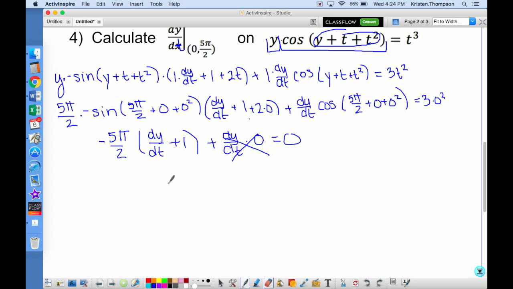To continue to solve for dy/dt, since that's what I'm after, the derivative value at this specific point, I'm going to multiply by 2 over negative 5 pi, or divide by negative 5 pi over 2, whatever way you want to think of it. If I do that, I get dy/dt plus 1 equals 0, because if I divide 0 by negative 5 pi over 2, I still get 0. Solving for dy/dt, all I have to do is subtract 1, and that gives me the derivative value that I was seeking.